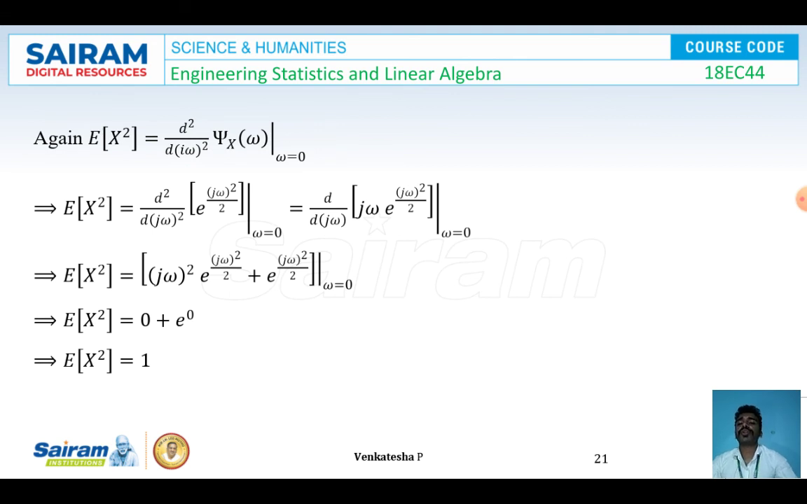Next, to find expectation of x square, the formula is d square by d(jω) whole square of ξ of ω at ω is equal to 0. So putting the same value here, d square by d(jω) whole square e power jω square by 2 at ω is equal to 0. Differentiating one time, the equation will be d by d(jω) of jω into e power (jω) square by 2 at ω is equal to 0. Now differentiating again by using the product rule, it will be equal to (jω) square e power jω square by 2 plus e power jω square by 2 at ω is equal to 0. So if I put ω is equal to 0, expectation of x square is equal to 1.